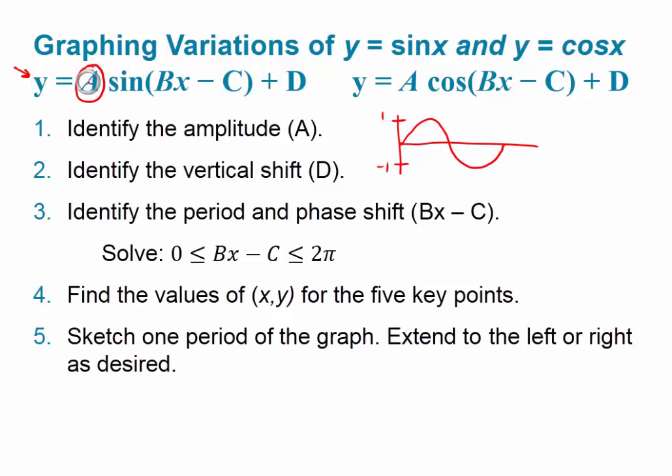Notice if I change this to a 2, now instead of going up to 1 and down to -1, my graph would travel from 2 to -2. So that's how that A affects the amplitude. And if I had like a half out front here, then instead of going from -1 to +1 to -1, it would just go from +1/2 to -1/2. So that's our amplitude shift.